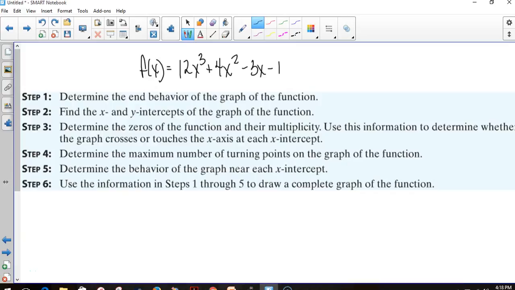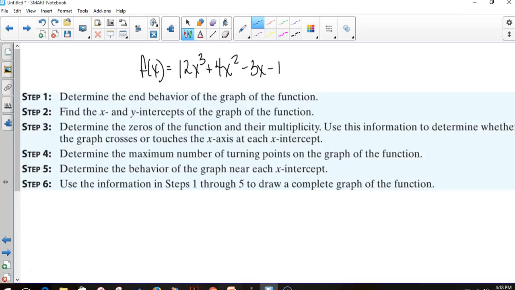Today, with a little bit of help from our calculator, we're going to sketch the graph of f of x equals 12x cubed plus 4x squared minus 3x minus 1. We're going to start off by going through the 5-step process that you see in the 4.1 PowerPoint, and then fill in the missing pieces using the calculator, because we probably would have needed some calculus to find out some of the things that we didn't find when we went through the 5 steps that the textbook gave us.